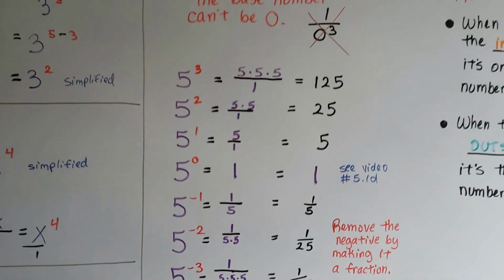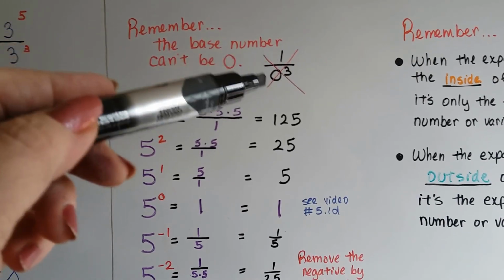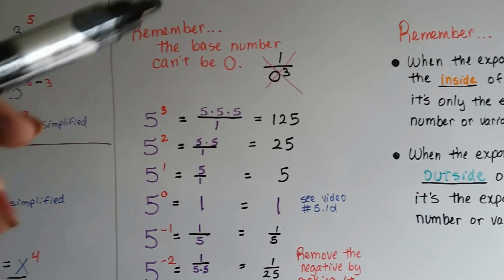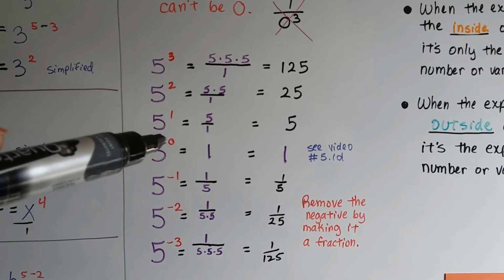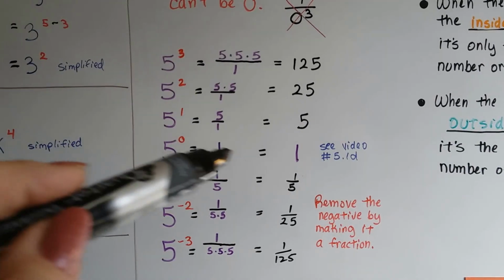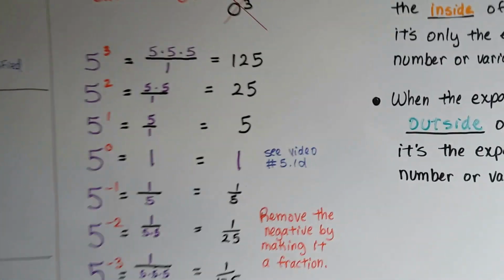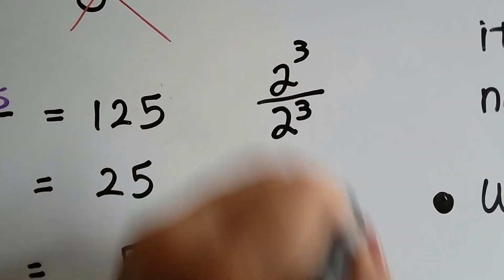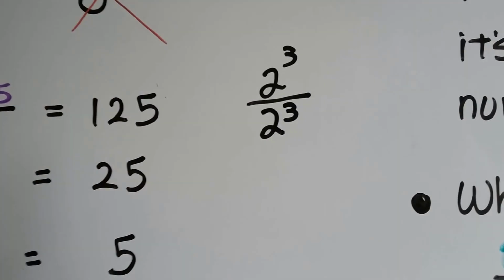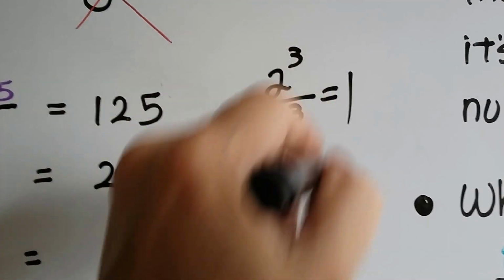Because this is what's happening. All right, I just want you to remember that the base can't be 0. You can't have 1 over 0 to the 3rd power, okay? Cross that off. So we've got 5 to the 0 power, and that's going to equal a 1. Because if we have 2 to the 3rd power over 2 to the 3rd power, it's got the same numerator and denominator, doesn't it? So if it's got the same numerator and denominator, it equals 1, doesn't it?